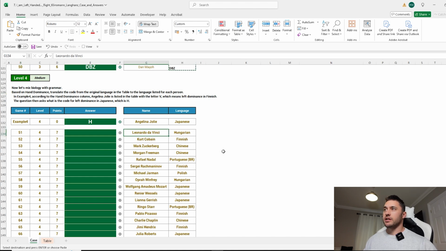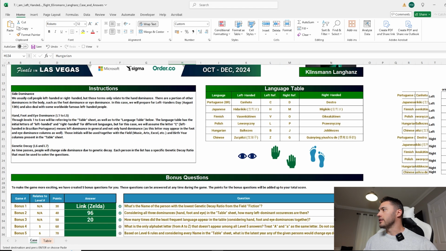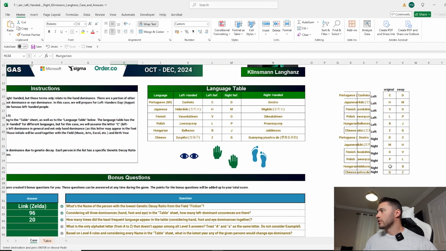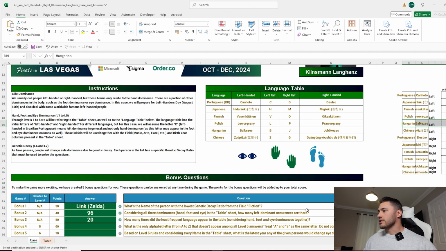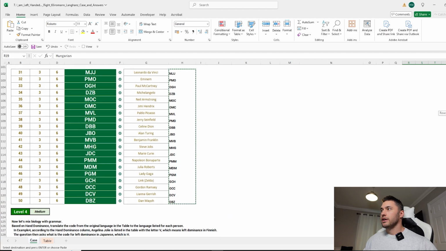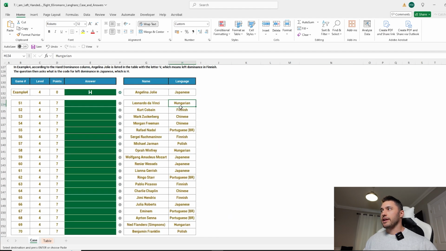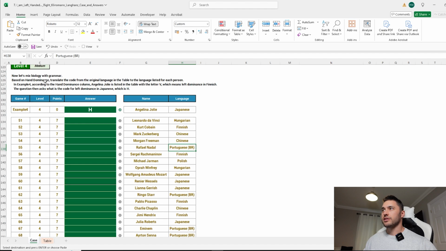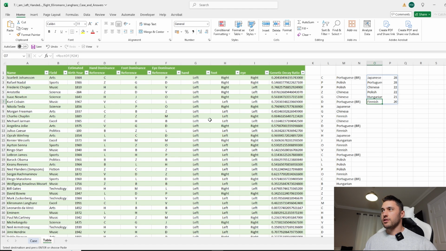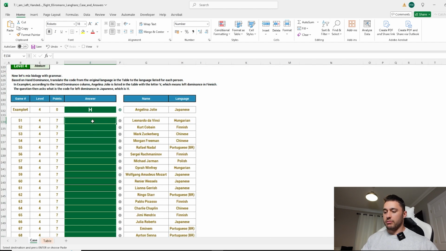So Leonardo da Vinci is either going to have left or right hand. We're going to have to find out what left or right is in Hungarian. So it's going to be either one of those, J or B is going to be the answer. The problem with this question is everybody is left-handed. So all I need to actually do is find out what left is in all of these, because it's asking for hand dominance. I think the question probably should have asked for foot dominance or eye dominance, and then the question would have been a little bit more tricky.